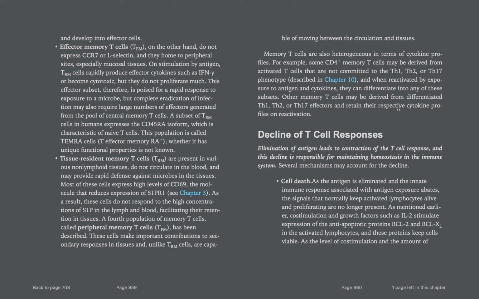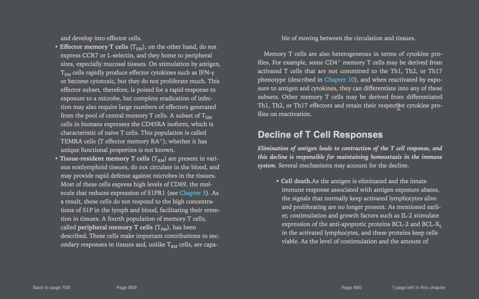Now, decline of T cell response. Elimination of antigen leads to the contraction of the T cell response, and this decline is responsible for maintaining homeostasis in the immune system. Several mechanisms may account for the decline. First, cell death. As antigen is eliminated, the innate immune response associated with antigen exposure abates.